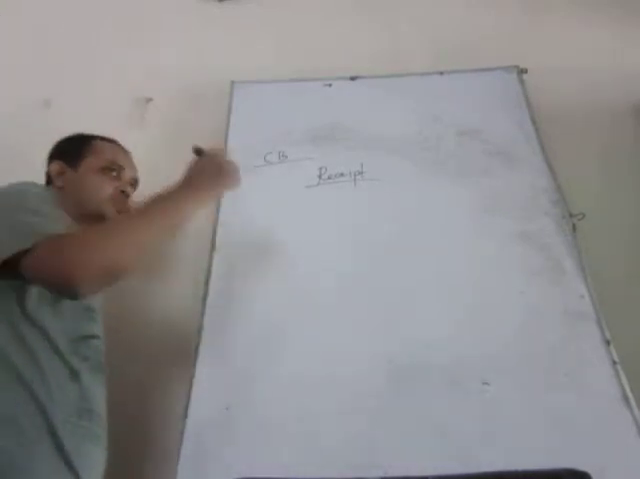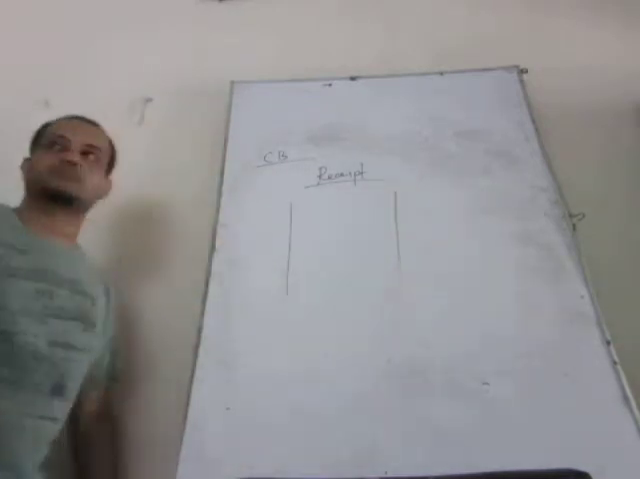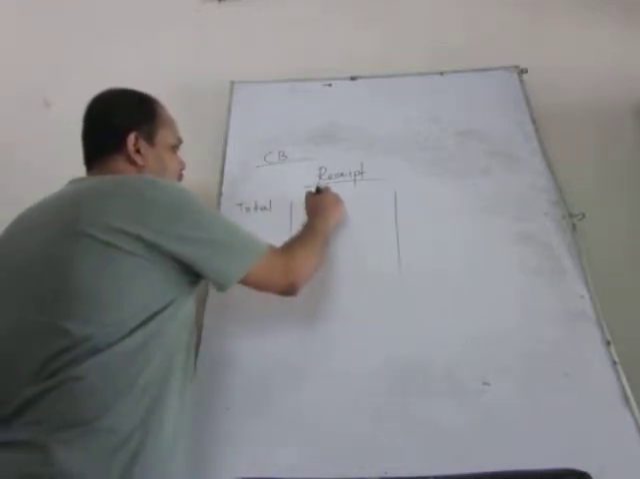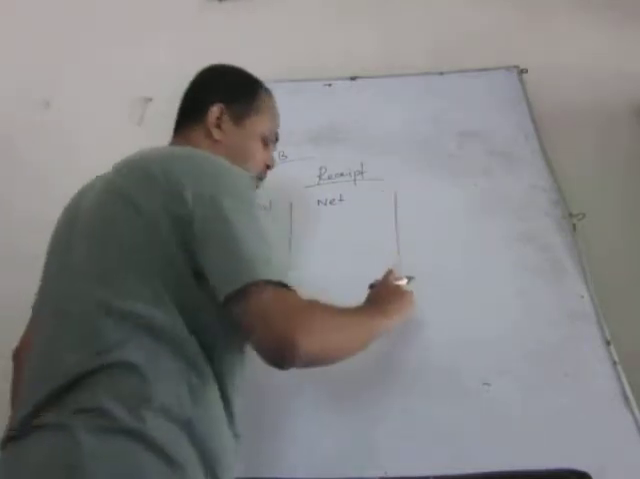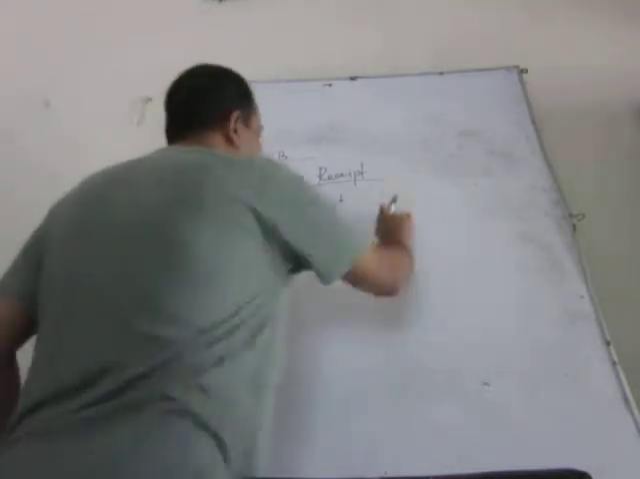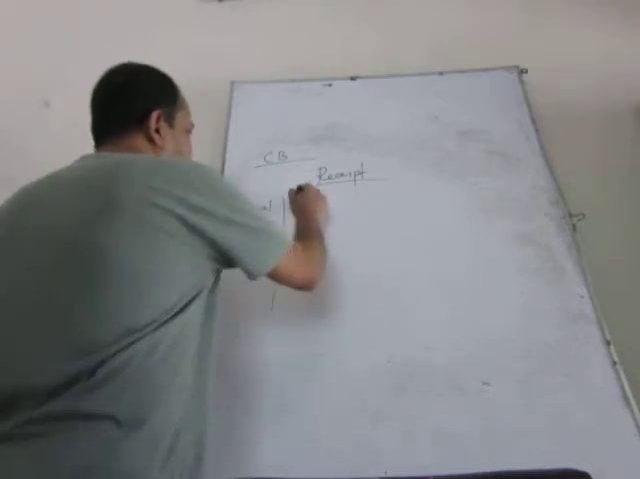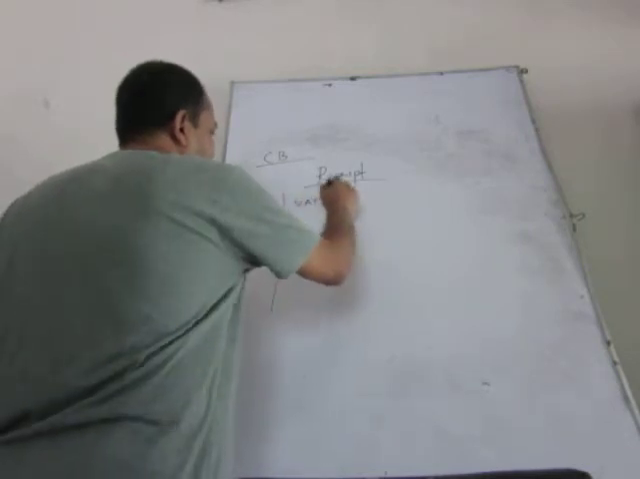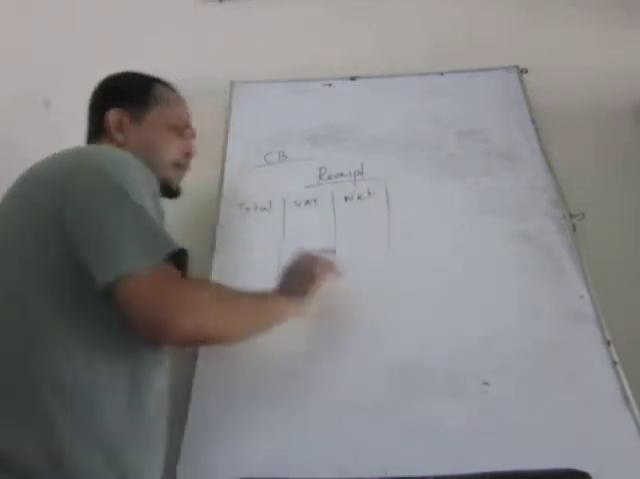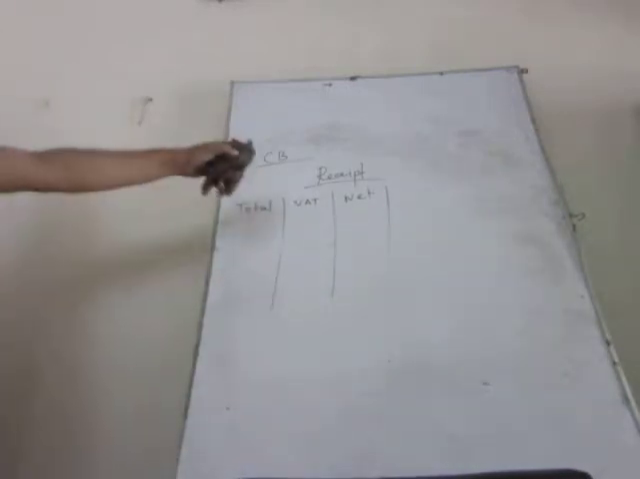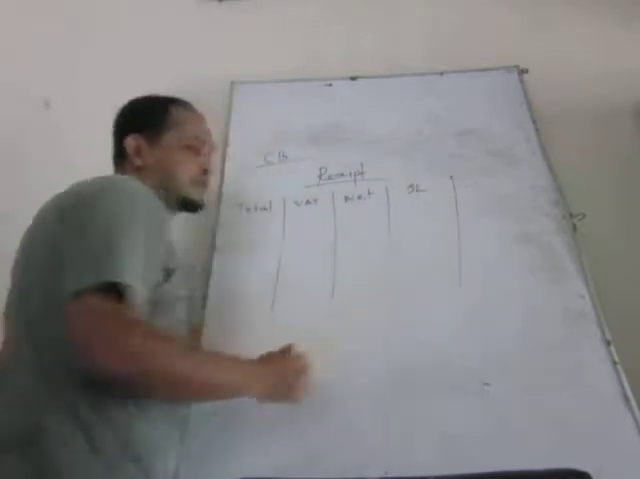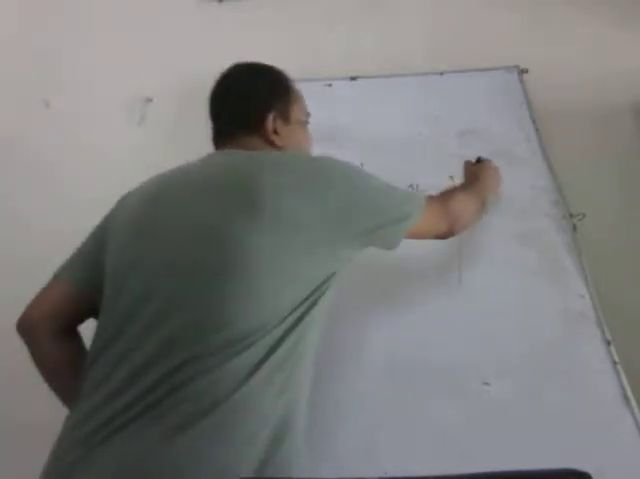cash book receipt side has also mainly three columns. Total, date, total, VAT, VAT, net. These are the main three columns. In cash book, we'll add two other columns. One is sales ledger, the column name is sales ledger, and another is memoranda column.